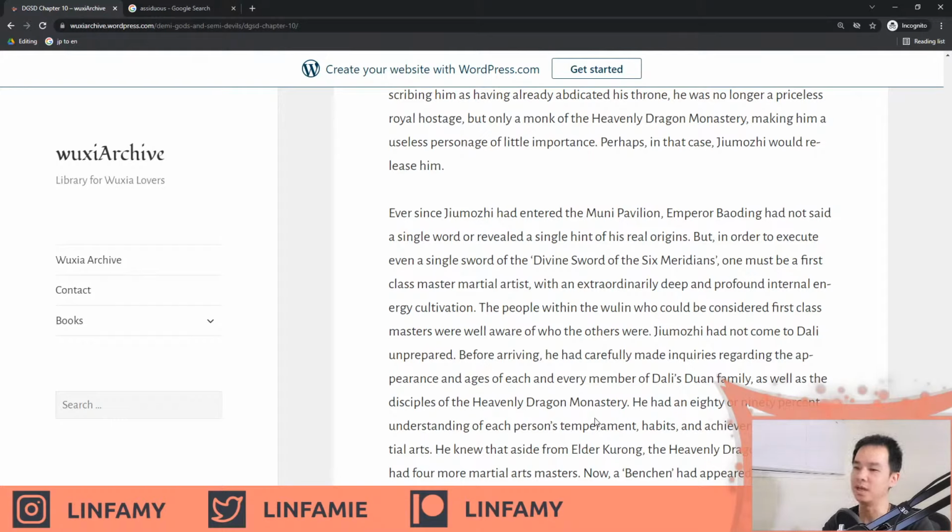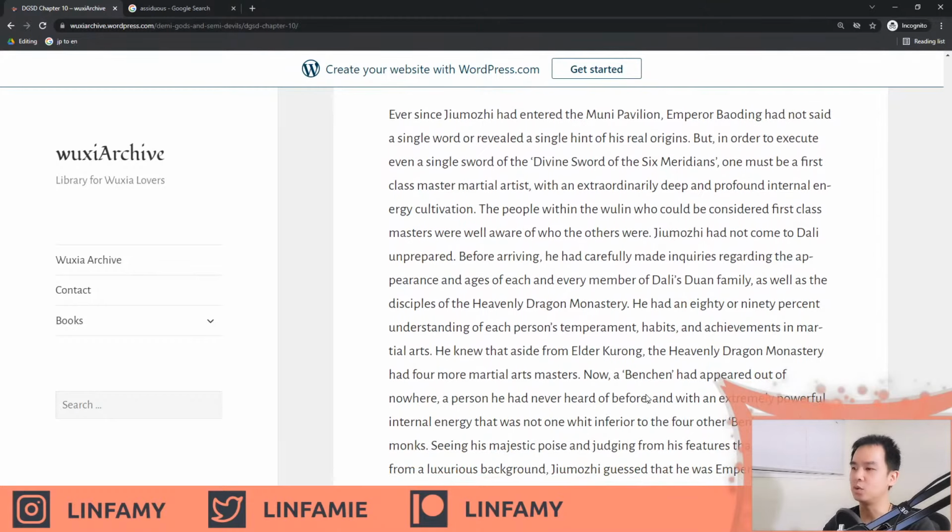Jiumozu had not come to Dali unprepared. Before arriving, he had carefully made inquiries regarding the appearances and ages of each and every single member of Dali's Duan family, as well as the disciples of the Heavenly Dragon Monastery. He had an 80 or 90% understanding of each person's temperaments, habits, and achievements in martial arts. He knew that aside from Elder Kurong, the Heavenly Dragon Monastery had 4 more martial arts masters.